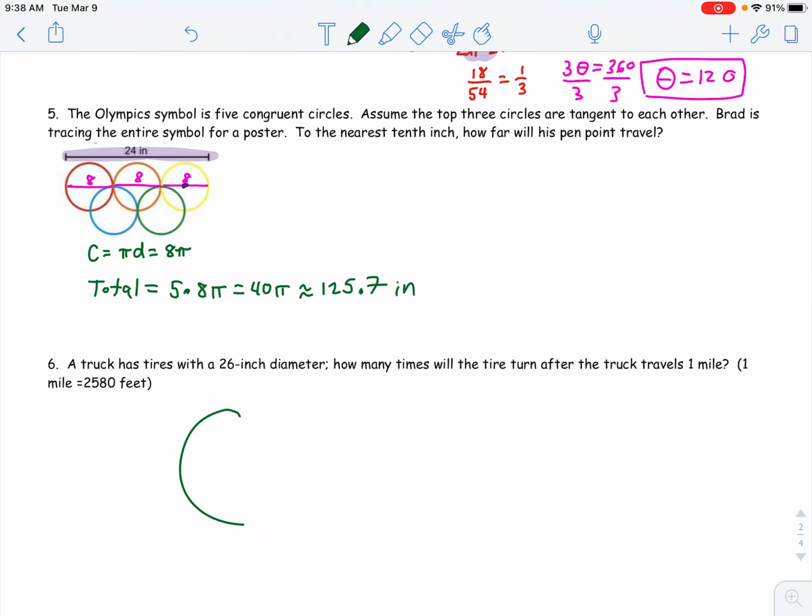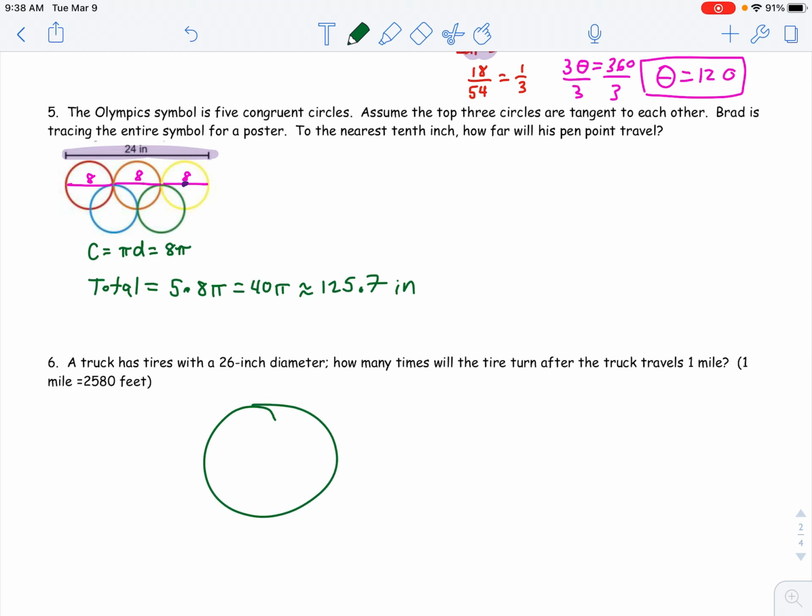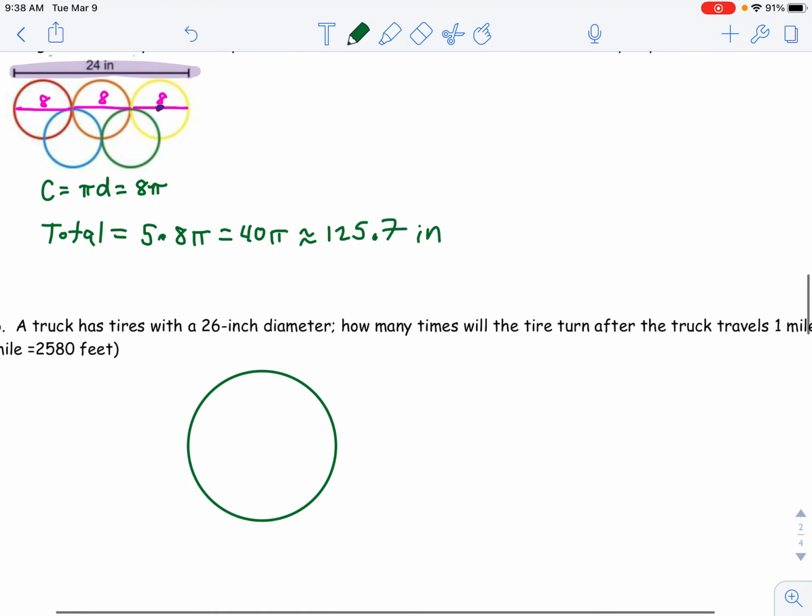A truck has tires with 26-inch diameter, so let's go ahead and draw a beautiful tire. They should make tires different colors instead of just black every single time. Mix it up a little bit.